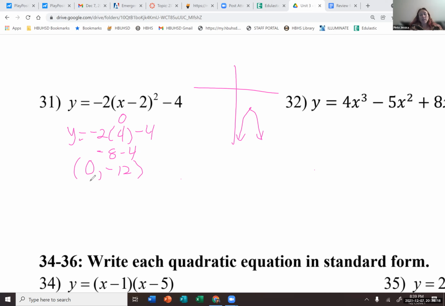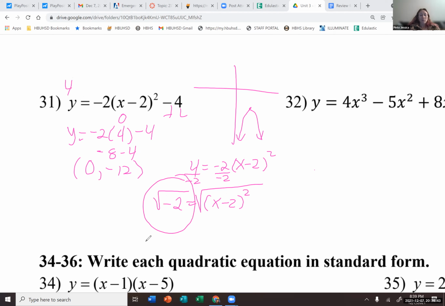Now, if I attempted to find the x-intercepts, I would add 4 because I replaced the y with 0. I've got 4 is equal to -2 times x minus 2 squared. And then I would divide by -2. And I have -2 is equal to x minus 2 squared. And I would take the square root. And hopefully it's here that you find that an imaginary number would pop up. And that's how we know that there are no x-intercepts. Because x-intercepts are where it crosses the x-axis and they are never imaginary.